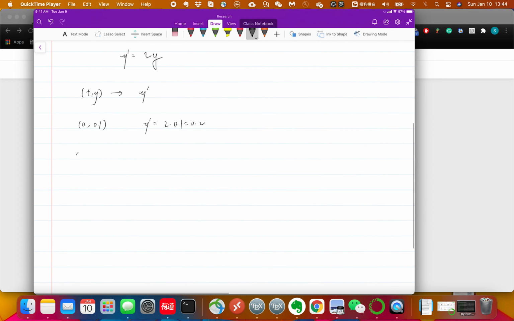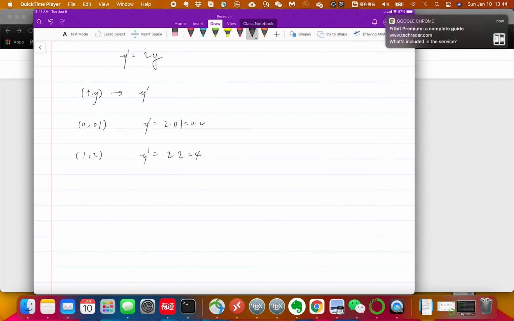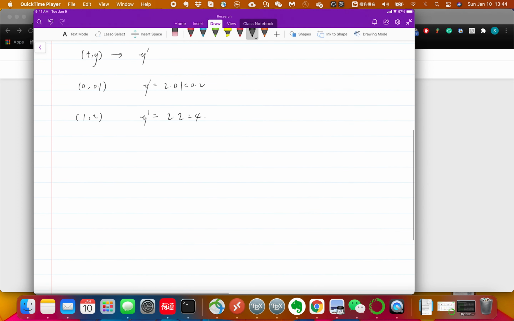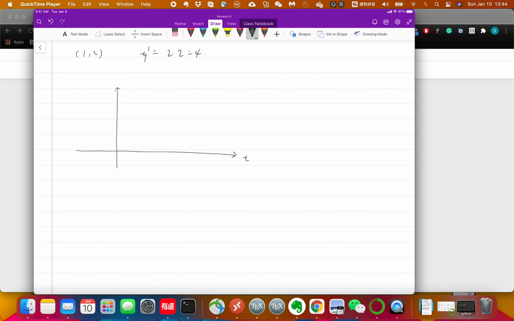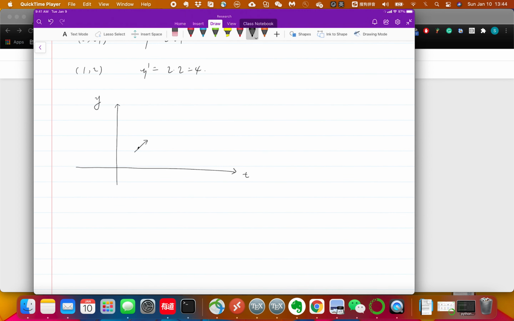What will happen at 1, 2? Where your t equals 1 and your y equals 2, then y prime is simply going to be 2 times 2, which is 4. So you can compute the derivatives at any given point. When I say point, I mean a point at t and y. So if you think about it, that is equivalent to saying, if I focus on the ty plane, I can fix a point on the solution, and then I will be able to calculate the vector at this point. It can be this, it can be that, it can be that.